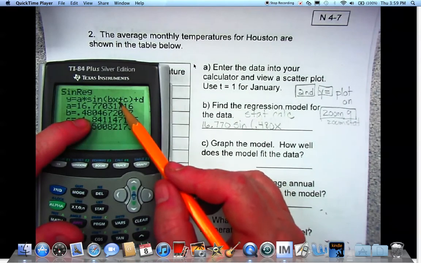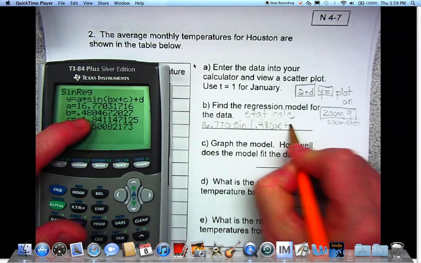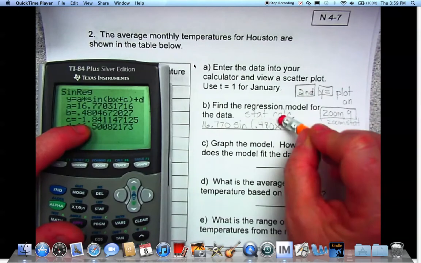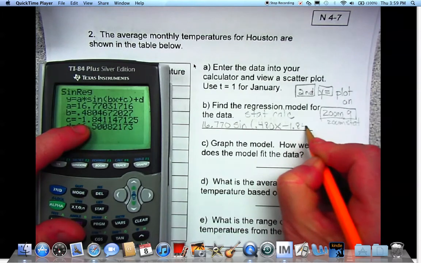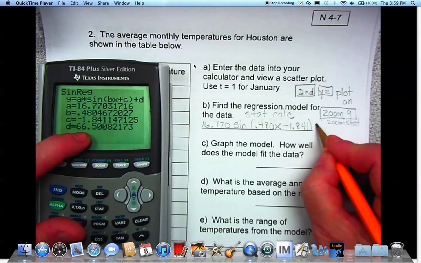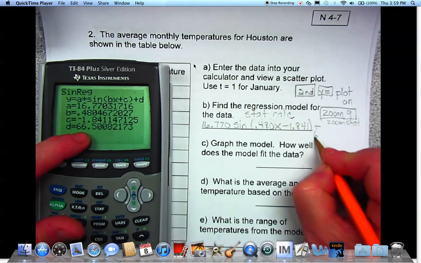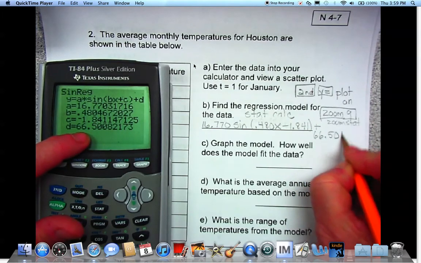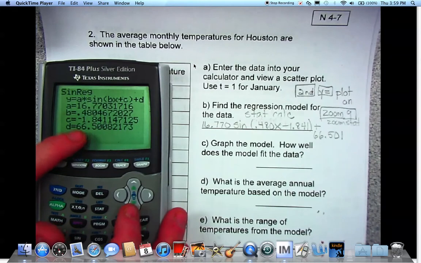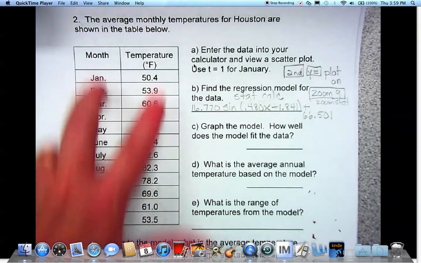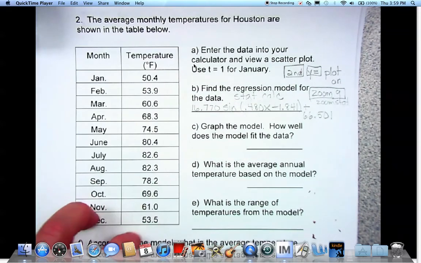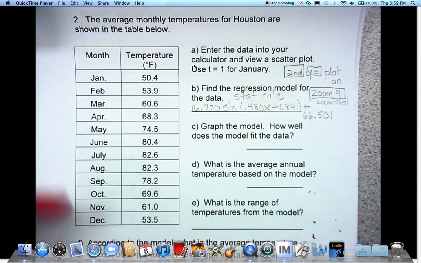And that equation looks a little different than our normal equation. Plus C, but really, since C is negative, it'd be minus 1.841. Close your parentheses, plus 66.501. Now, these were all the average temperatures in Houston from a year, monthly average.